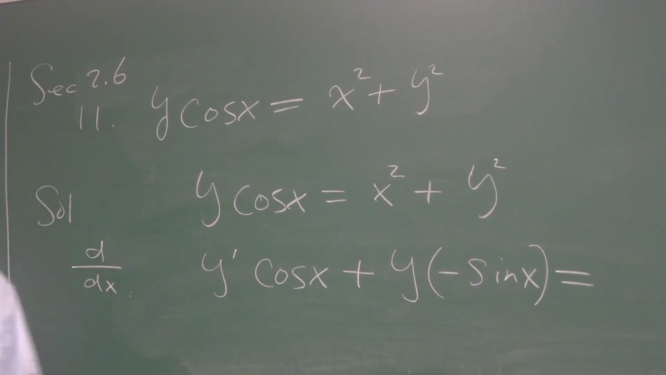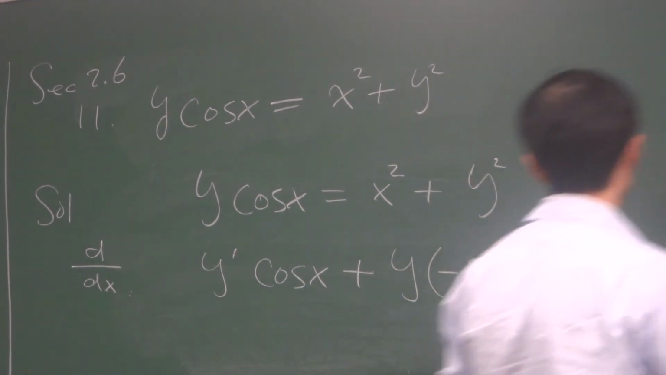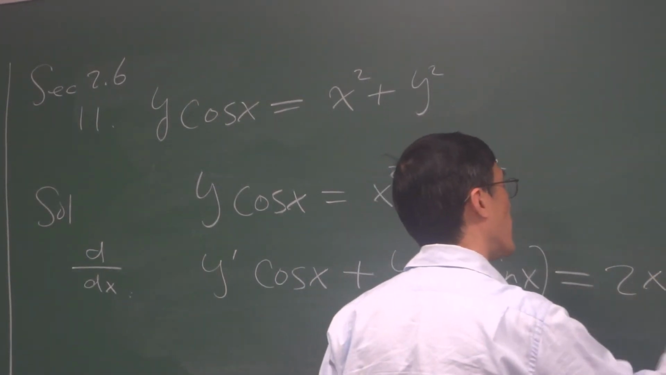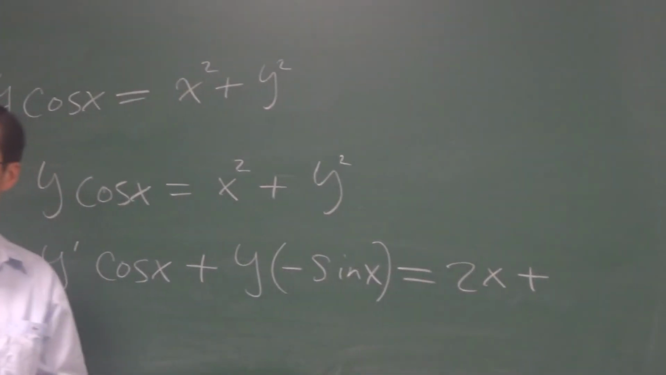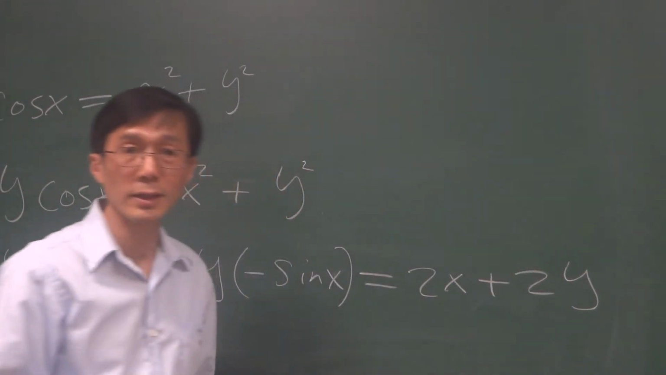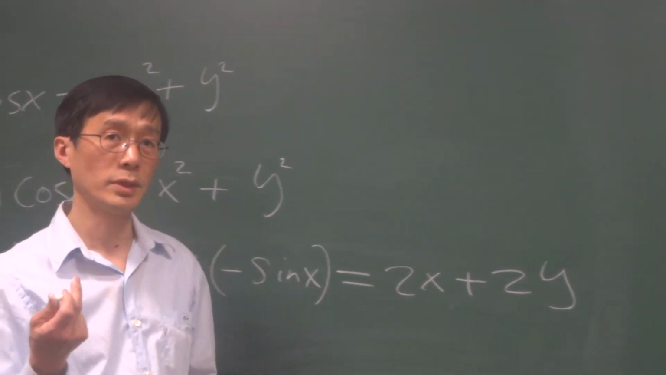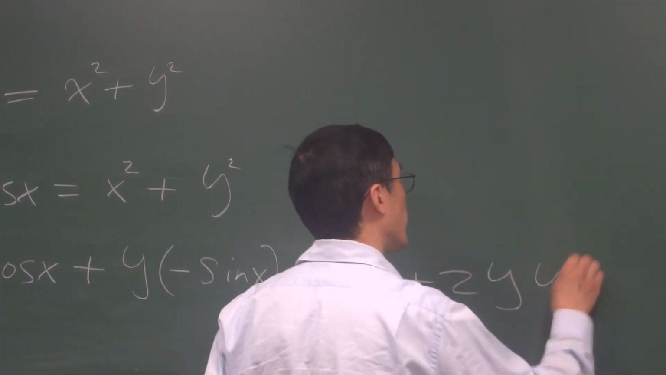What is the right-hand side? Well, x squared gives you 2x. What is the derivative of y squared? If I just say 2y, would that be correct? No. You would need y prime because of the chain rule, because y is really a function of x.